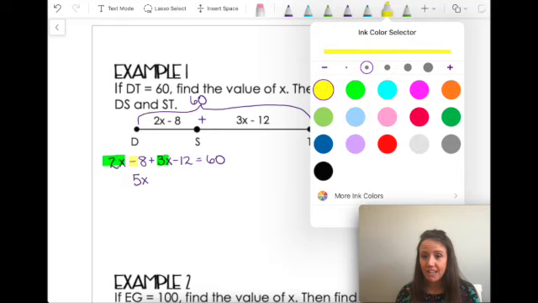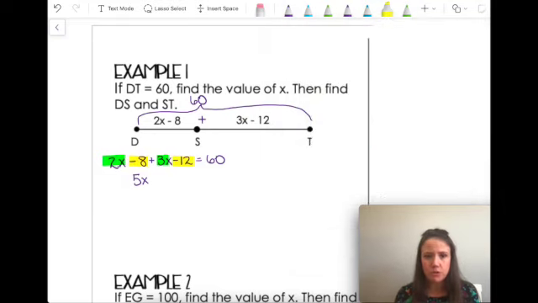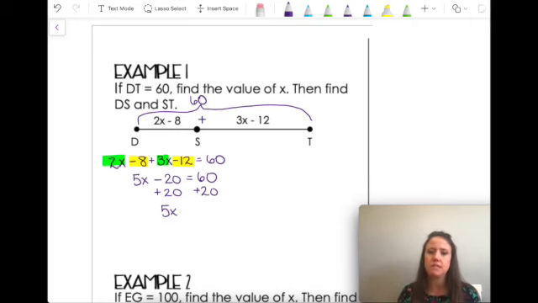Okay? I highlighted for you because I combine like terms. So 2x plus 3x is 5x. Negative 8 minus 12 is negative 20. And together that equals 60. Doing PEMDAS backwards, I'm going to add 20 to both sides. 60 plus 20 is 80. 80 divided by 5. You might need to put that one in your calculator. Maybe you got your mental math facts down. X equals 16.